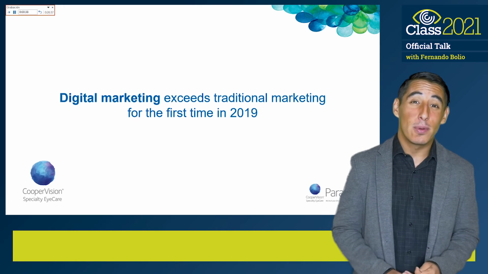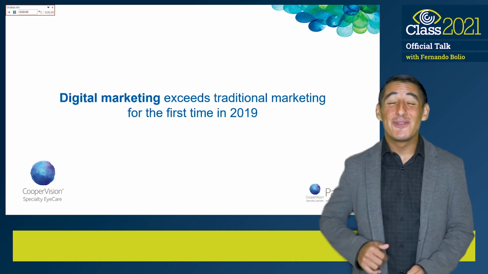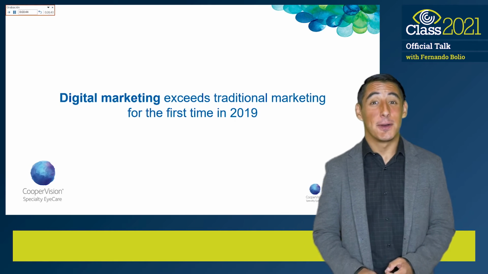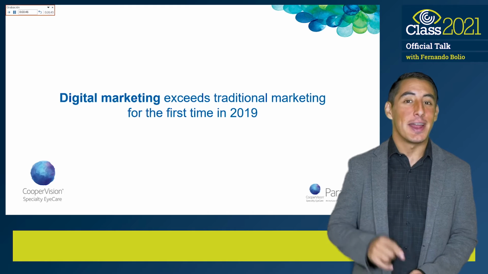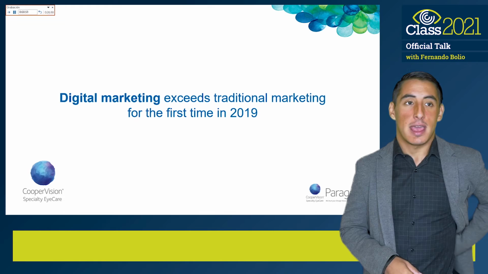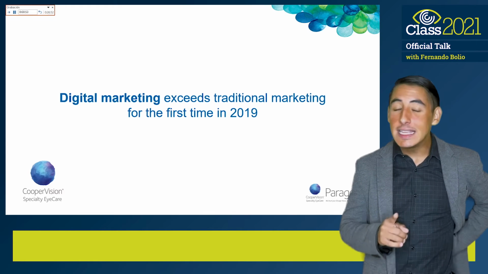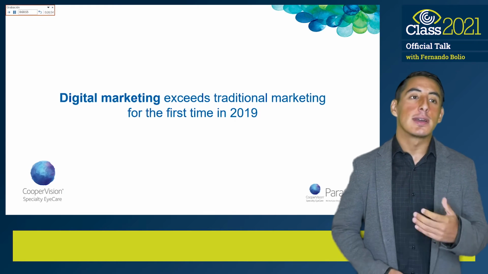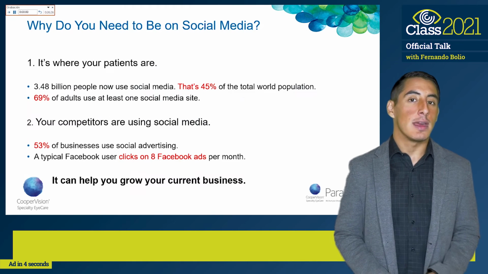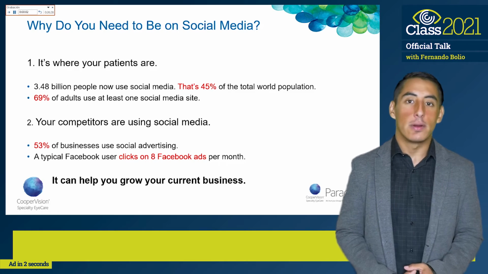3.48 billion people are using social media. That's 45% of the population in the world. So now you have a good reason, a numerical reason to get into social media. 69% of the adults use at least one social media, could be Facebook, Instagram, etc. Your competitors are also using social media, so if you're not there, they are already there.